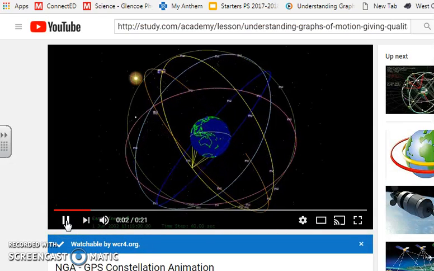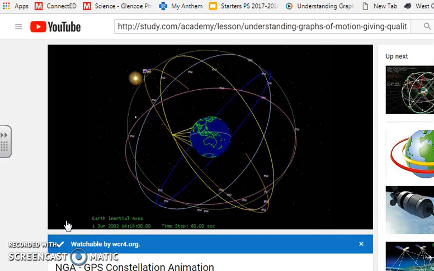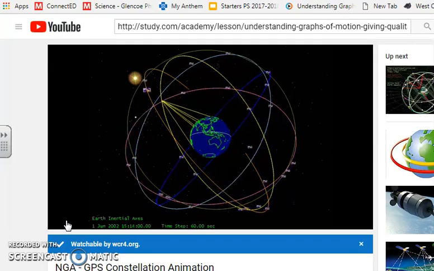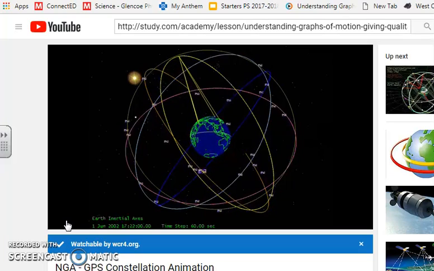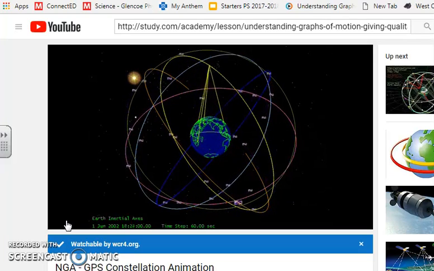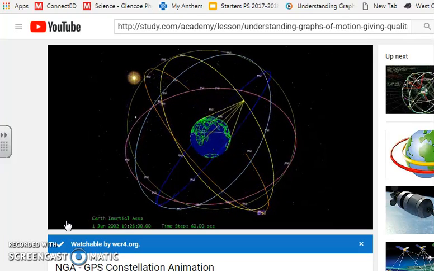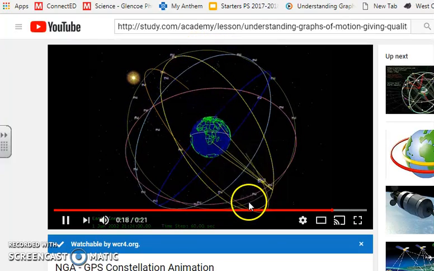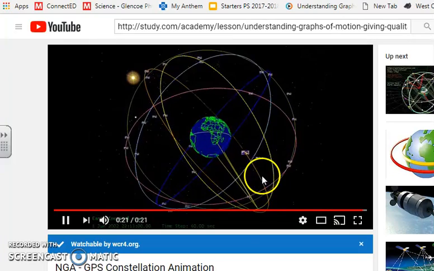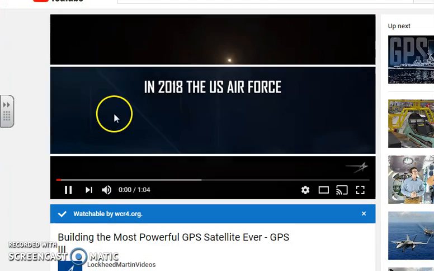Here you will observe the picture that you can see in your book as well as in this video, but this is an actual moving picture. And you can see Earth and how its rotation is working and the different satellites that are up in the atmosphere or in space, and how those work and bounce back.